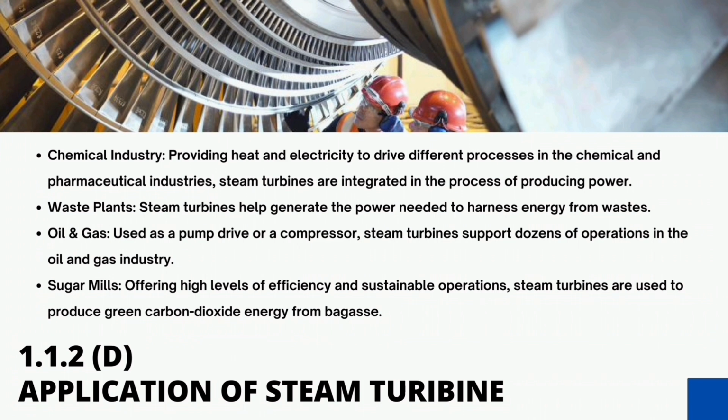Third is oil and gas, used as a pump drive or a compressor. Steam turbines support dozens of operations in the oil and gas industry. And lastly is sugar mills, offering a high level of efficiency and sustainable operations. Steam turbines are used to produce green carbon dioxide energy from biogas.